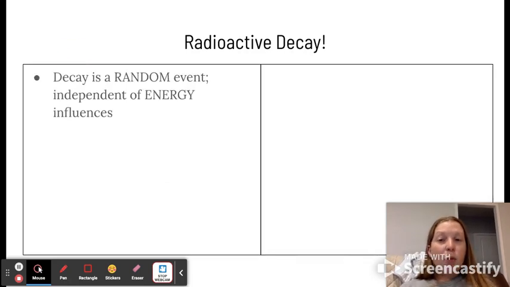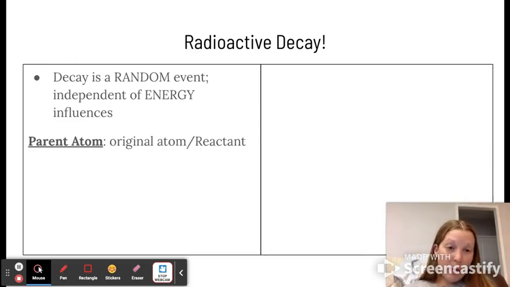So decay is a random event, and it is independent of energy influences. So it will just happen. You don't have to put energy in to make this happen. It will happen on its own. I mean, energy might make it happen a little bit more, but still random.